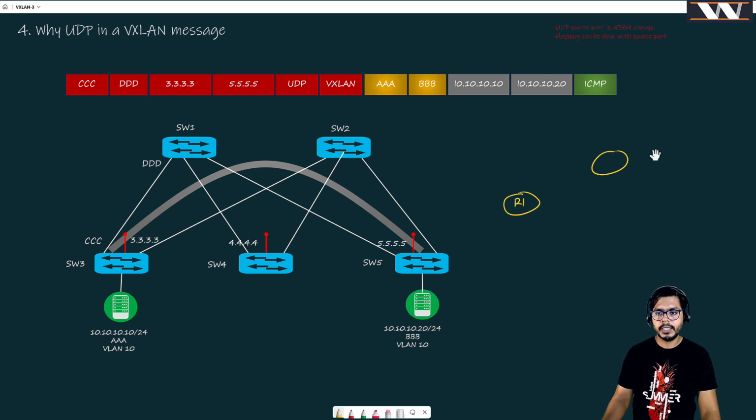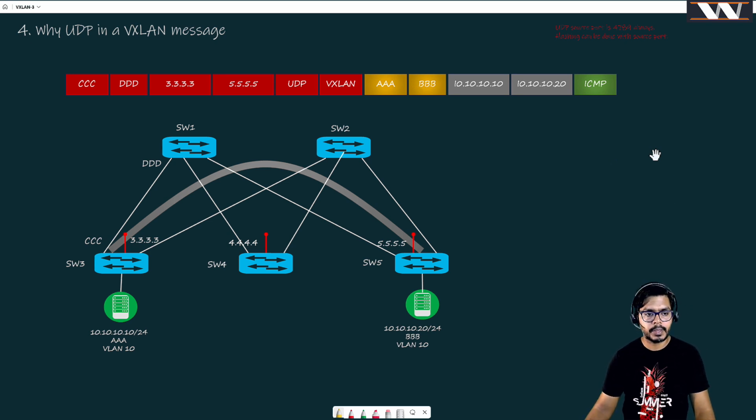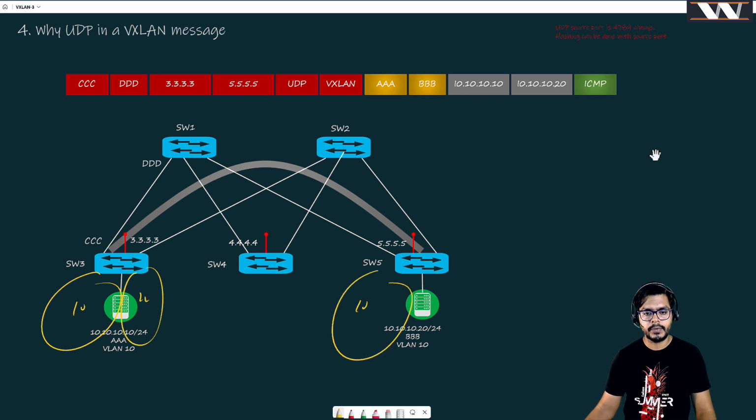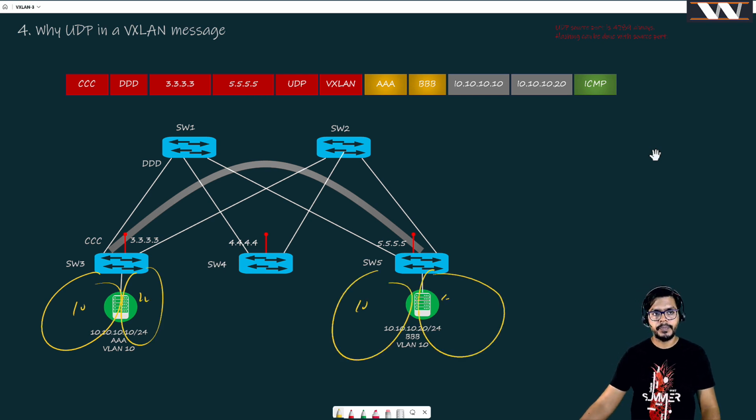If there are different VLANs across, meaning VLAN 10 here, VLAN 20 here, and here VLAN 10, VLAN 20, absolutely the source IP and destination IP are going to be the same. You cannot decide on the basis of source IP and destination IP, and that is why we have put the UDP header.